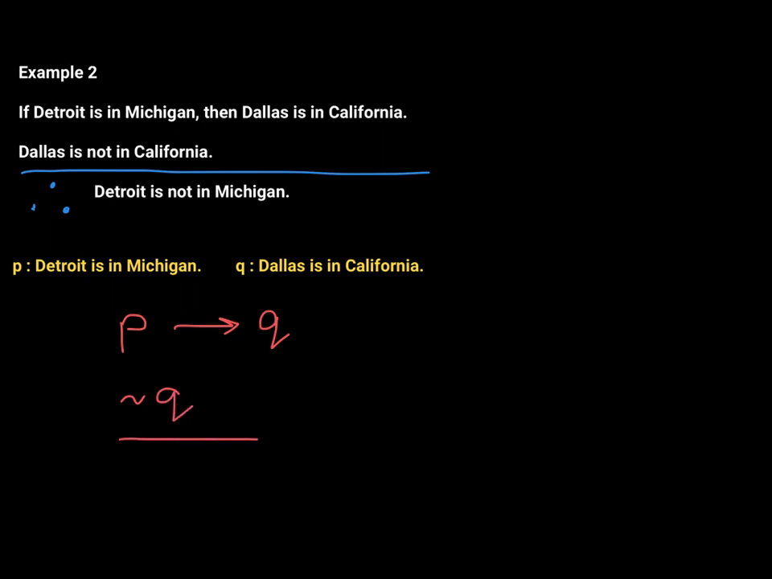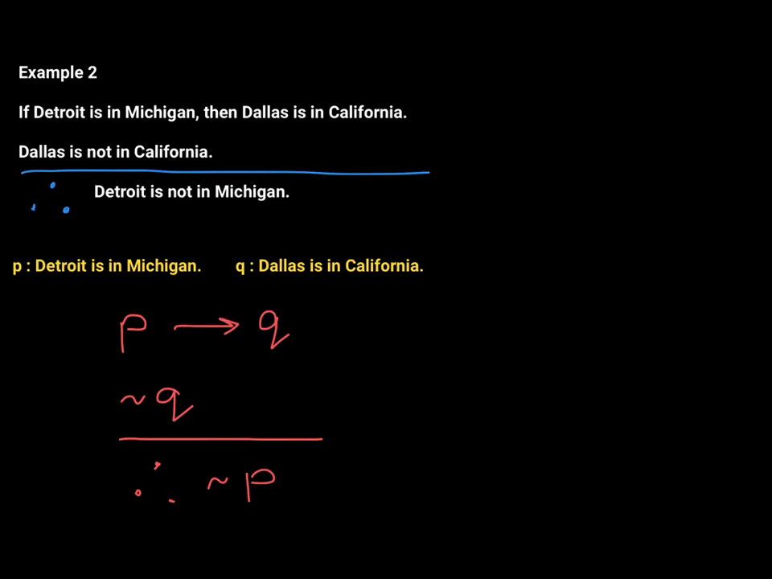And the conclusion that's being made is therefore not P. Detroit is not in Michigan. Okay? Is this argument valid or is it invalid? And if it's invalid, then it's a fallacy, right? So listen, we have not constructed a truth table for this argument yet. So we don't know whether it's valid or invalid.